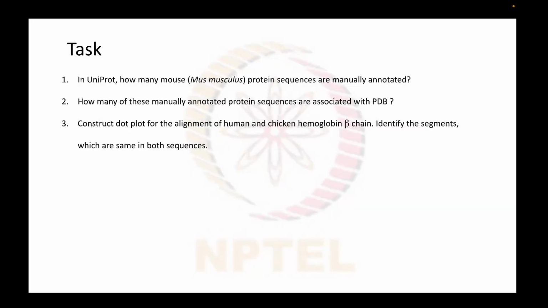Yeah, so these are the tasks that I wanted you people to get familiarized with before the next class. So this will be easier for us to discuss UniProt and the Needleman-Wunsch and Smith-Waterman algorithms. So that's all for today. If you have any other questions, I can take the questions. If not, you are free to leave the class.